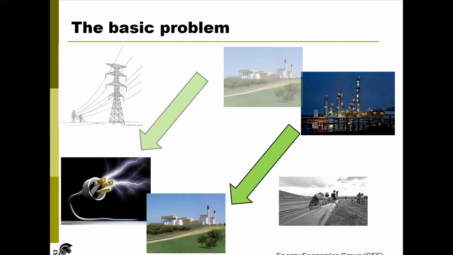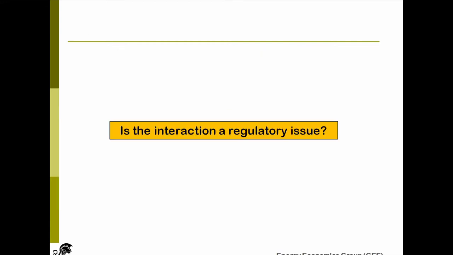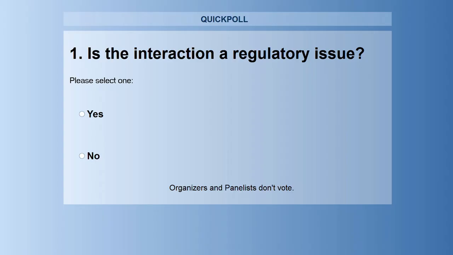So choosing between these two options is pretty much a problem. The first question that arises here is: is this a regulatory problem? It seems that the markets are supposed to do this. So I want to have your opinion here, and for that I'm launching a poll, a simple yes or no thing. Is the interaction a regulatory issue? Please answer. I'm going to give you some time. This is a very simple question to read, maybe not so easy to answer, but easy to read. I see that you're still voting.